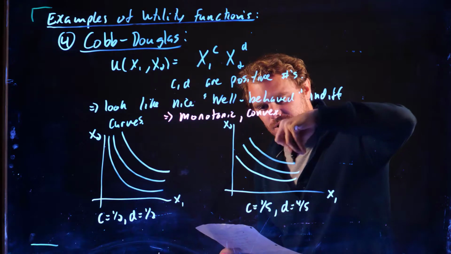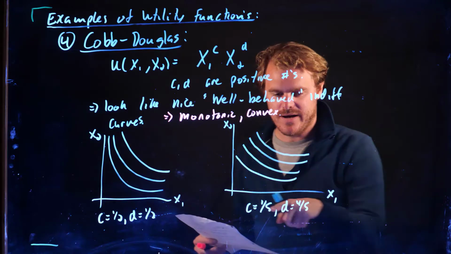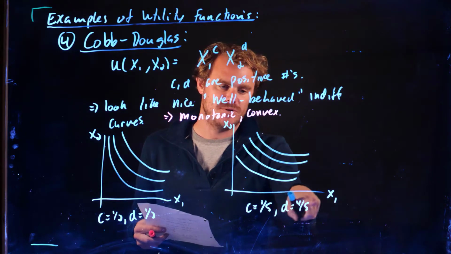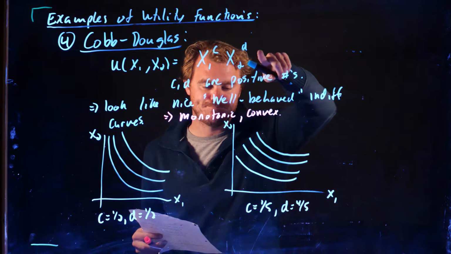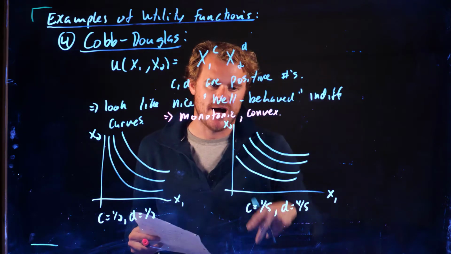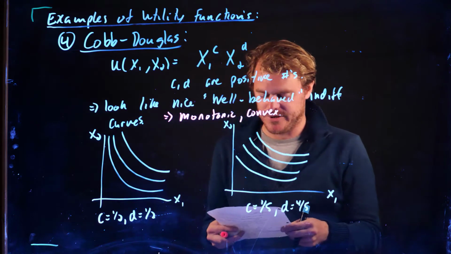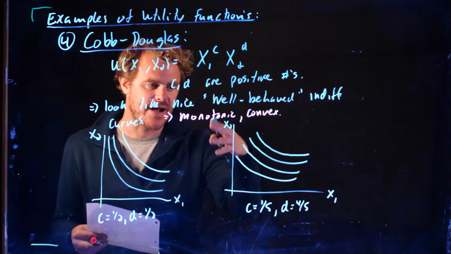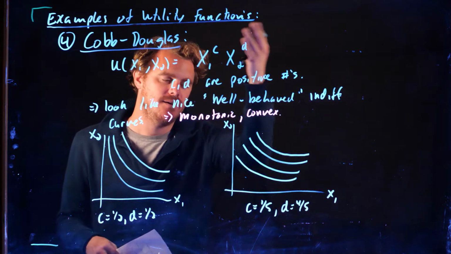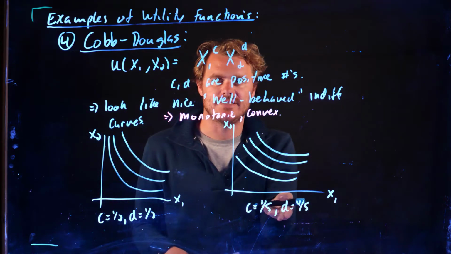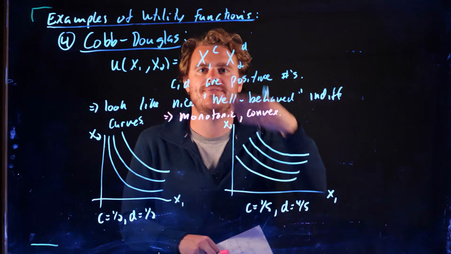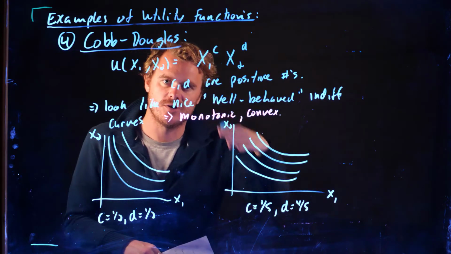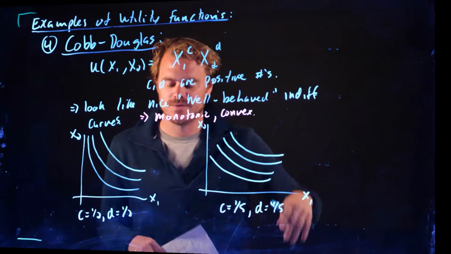They're just flatter in this one because the exponent for good 2 is a little bit higher, so it changes the shape a little bit. But again, they're nice and convex. I'm not going to give you some exponents and ask you to draw them or something like that, right? I'm just giving you an idea of what a utility function like this looks like in terms of indifference curves.